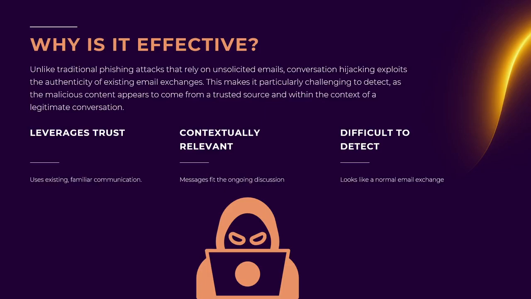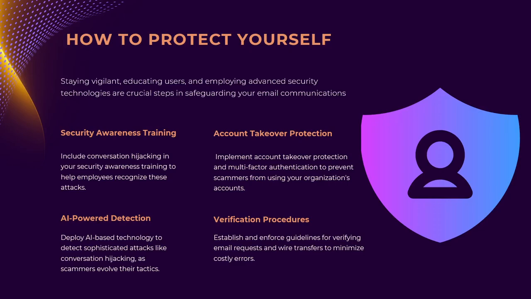So why is it effective? These attacks are so effective because they exploit our trust in existing relationships and conversations. The messages are contextually relevant, making them blend seamlessly into the ongoing discussion, and this makes them much harder to spot than completely new suspicious emails. So generally, we require something like artificial intelligence in today's email security to actually identify these conversation hijacking email threads. So how to protect yourself? There are several things you can follow.